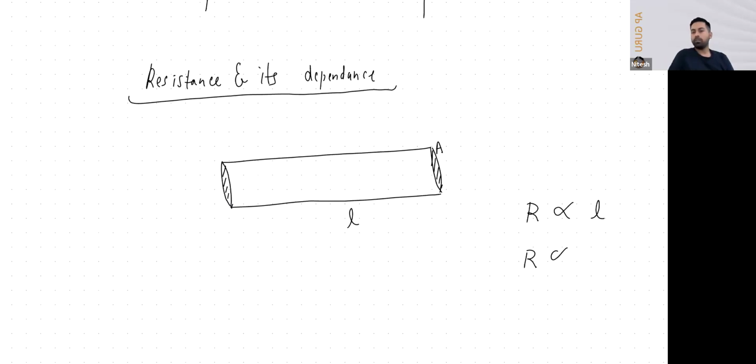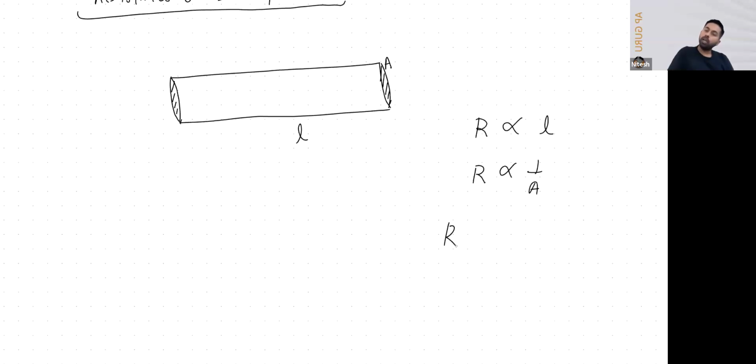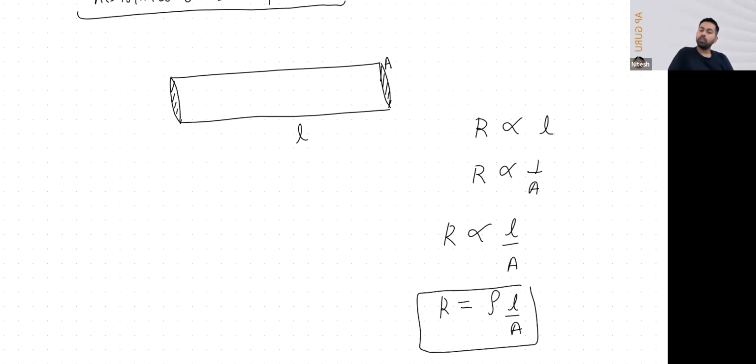Agree? So when you write the two statements together, we get R is proportional to L over A, right? And when you remove the sign of proportionality, you get a constant. We call it rho, or resistivity. So here, this R is your resistance. We measure that in ohms. L is the length of the conductor, which we measure in meters. And A is the area of cross section, which is in meters square.